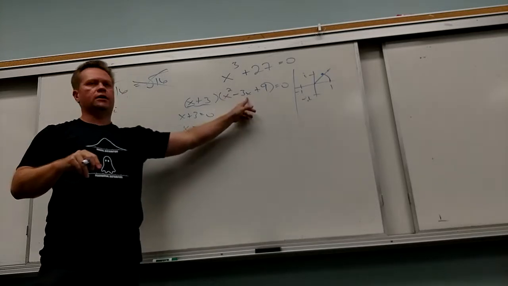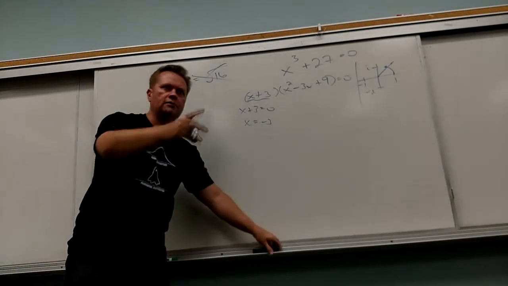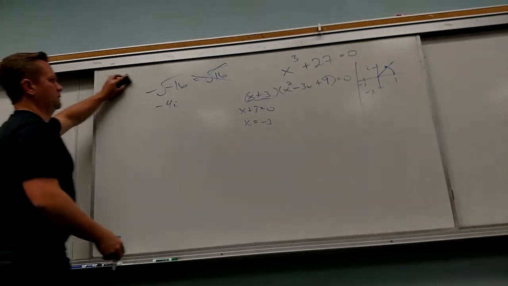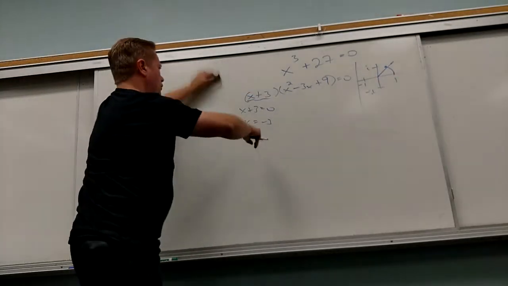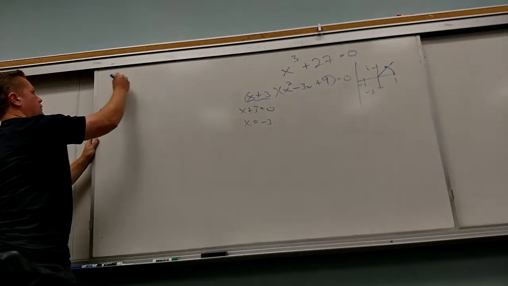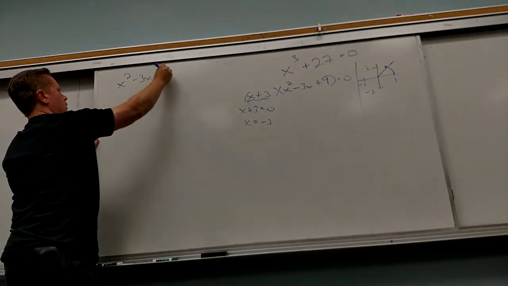So let's do this both ways. It'll be a good review. Let's do it completing the square, and then we'll do the quadratic formula. So let's look at this bad boy over here. The other piece I still have to solve is this piece equal to 0.